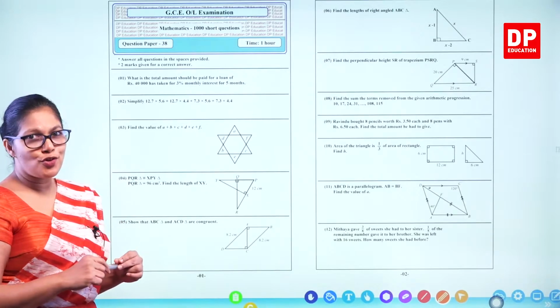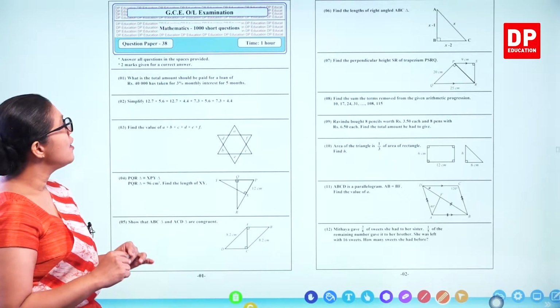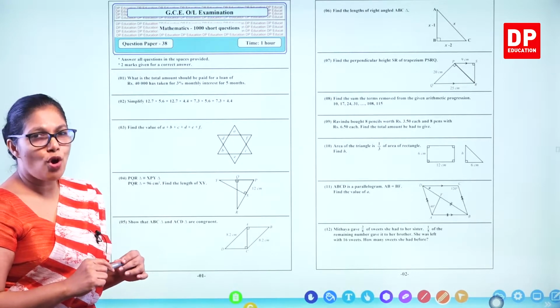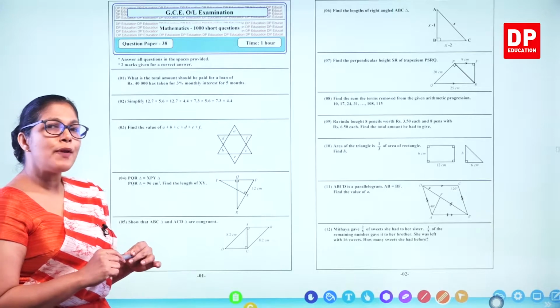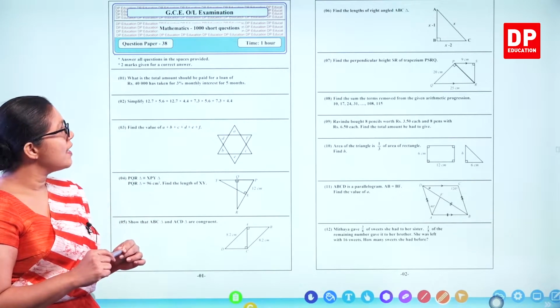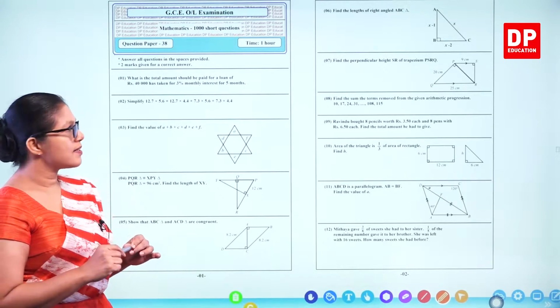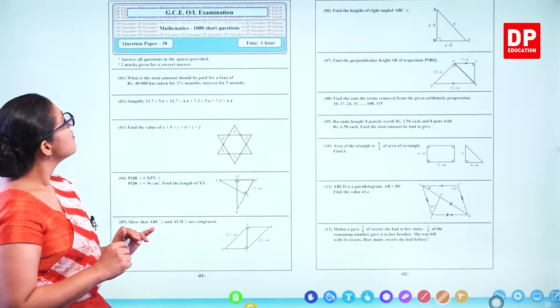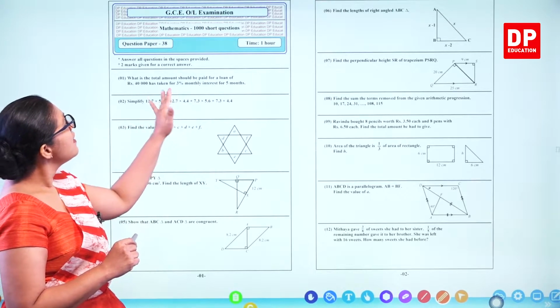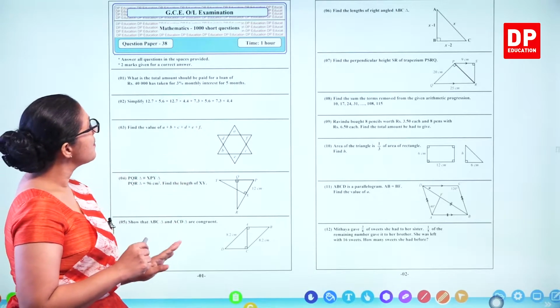2 more papers to do. So this is also a 1 hour paper. You get 25 short questions. So how many minutes can you spend? You can spend 2 minutes per question, and then the last 10 minutes, you can check your answers. Spaces are given, so try to answer within the space.